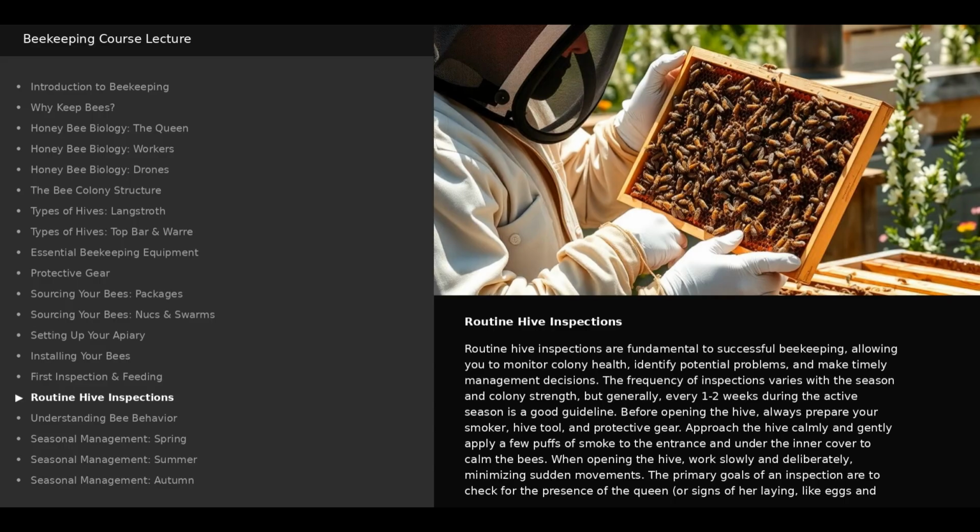The primary goals of an inspection are to check for the presence of the queen or signs of her laying, like eggs and a good brood pattern. Assess the colony's overall strength and temperament, and monitor food stores. Look for a healthy, compact brood pattern with minimal skipped cells, indicating a productive queen. Observe the amount of capped honey and pollen stores, ensuring the bees have enough resources.